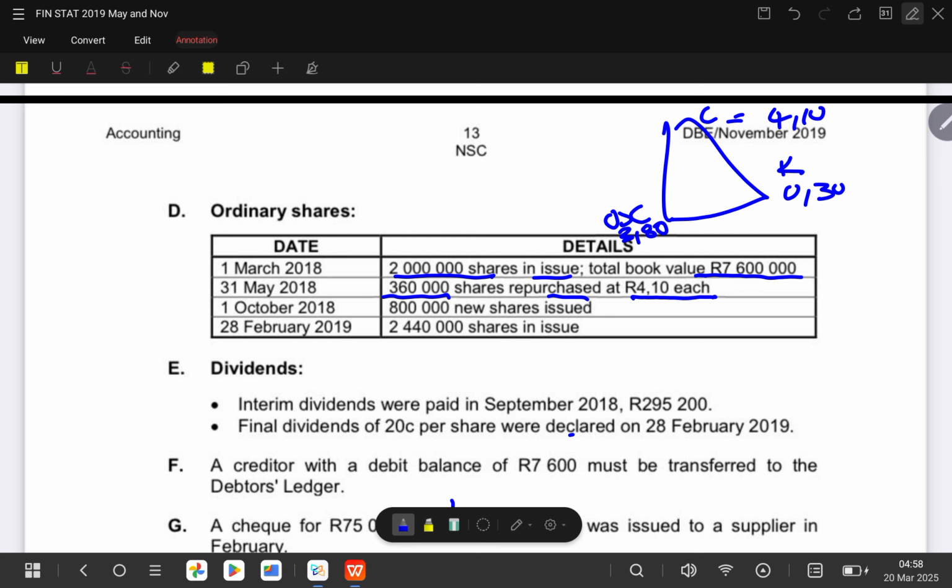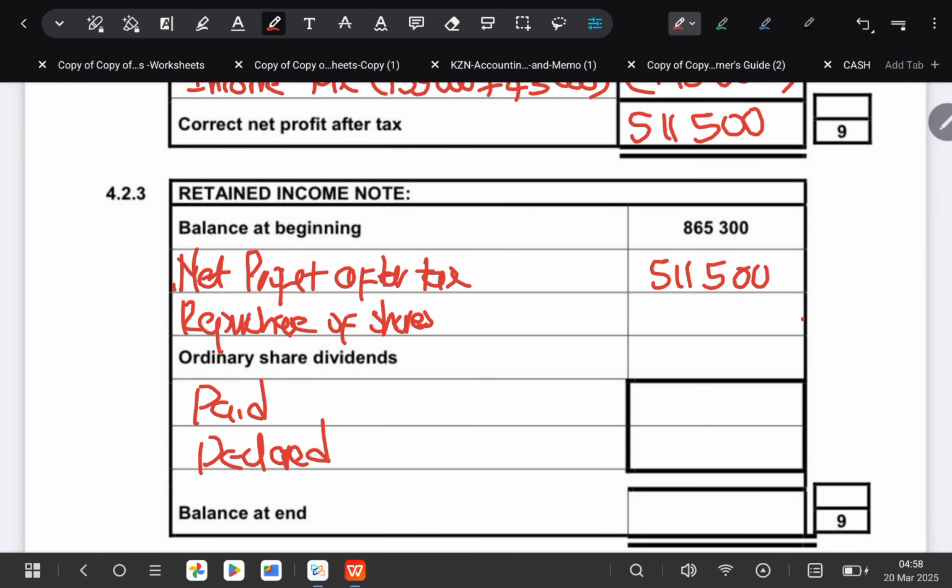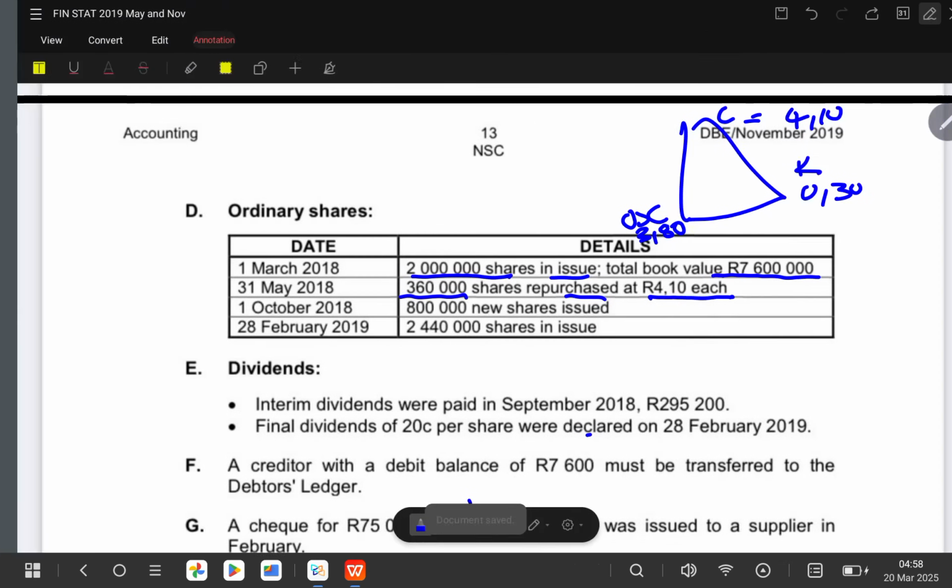So we're going to say 360,000 under the repurchase. We're going to say 360,000 multiplied by 0.30, then you put it in brackets because you are dealing with a repurchase. So 360,000 multiplied by 0.30 is going to give you 108,000. Okay, and then you move to the next transaction.